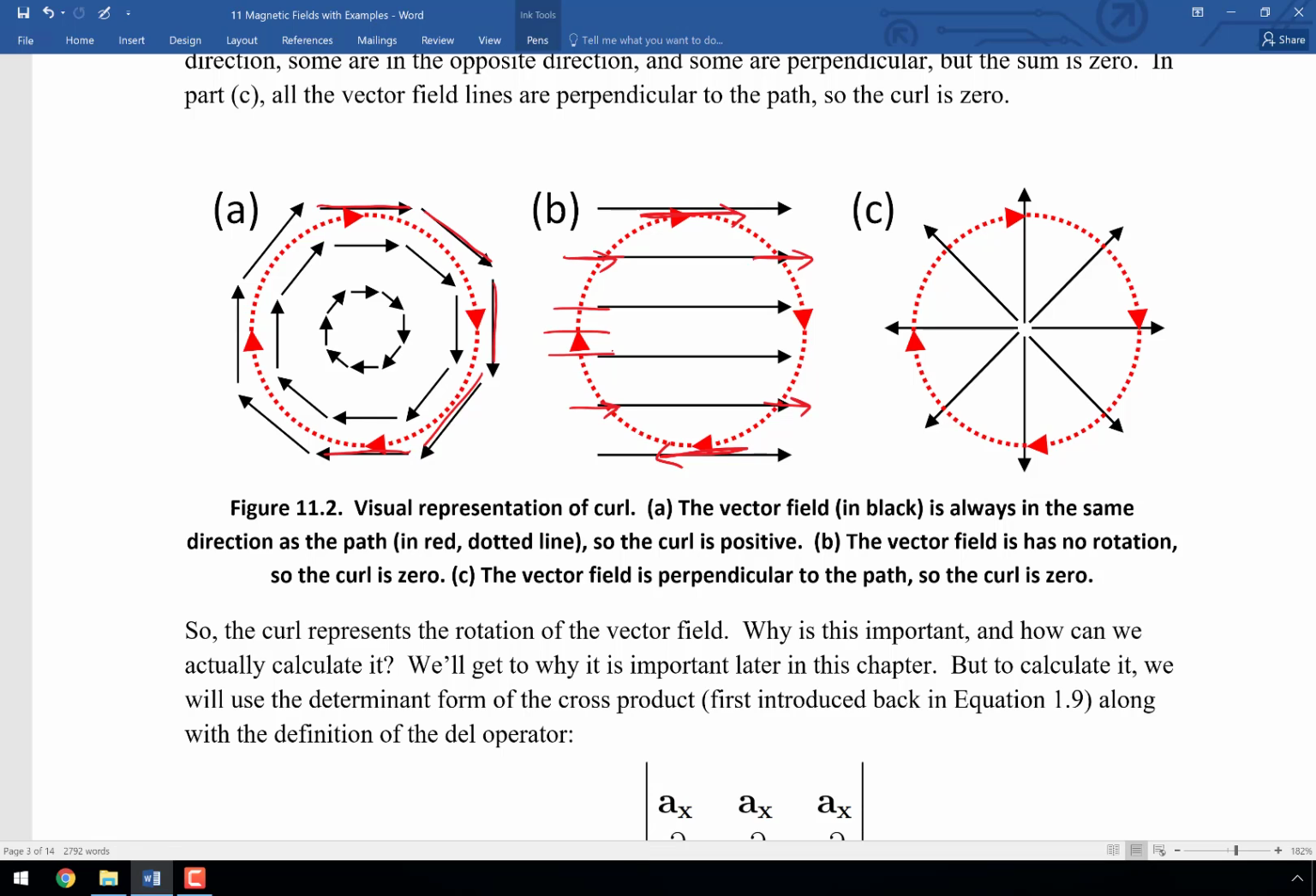And in part C, it's pretty obvious that the vector field does not have rotation, because the vector field in black is perpendicular to the circular path in red at all points along the path. So in part B, we had to say that it's going to cancel out. But in part C, I can say that pretty much every single component of that integral is going to be zero. Nothing ever has to cancel out, because they're always all zero.